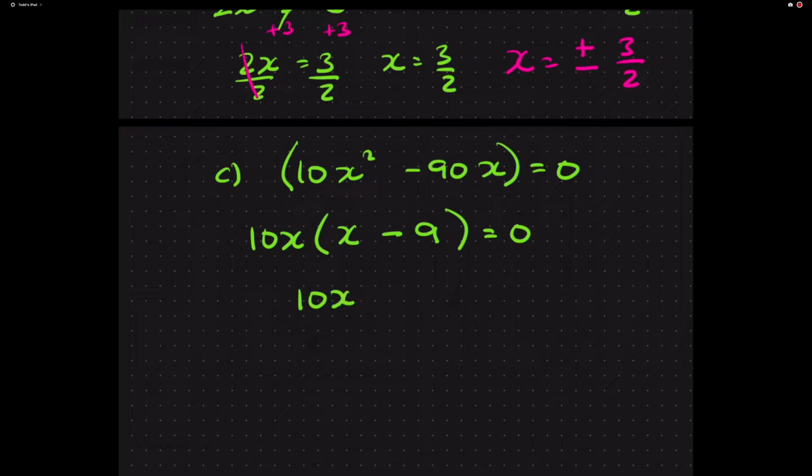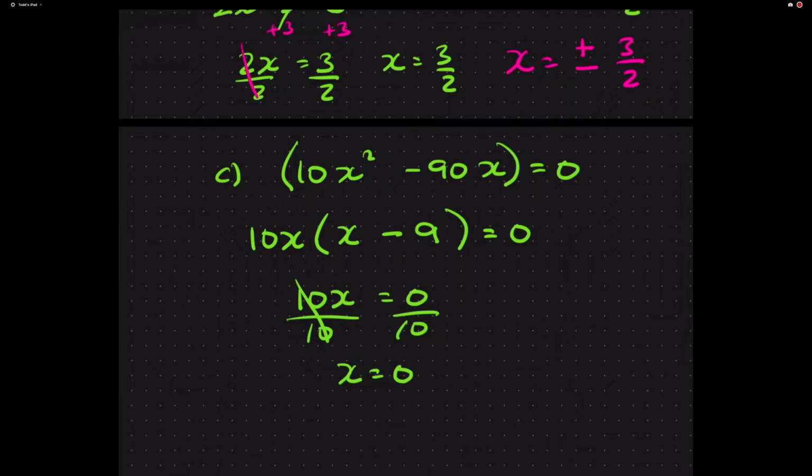So I have 10x equals 0. How am I going to solve for x? Well, I'm going to divide both sides by 10, canceling this out. So I get x equals 0 divided by 10. So in that case, x equals 0.